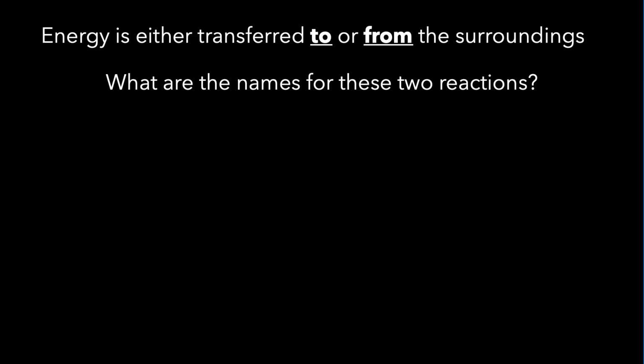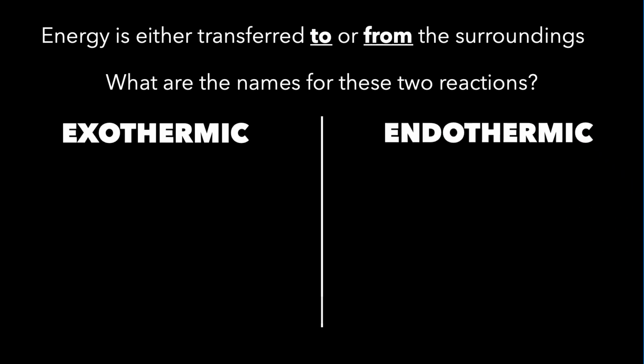So energy is either transferred to or from the surroundings. I've mentioned these things a little bit already, the names of these reactions. There are specific names beginning with E. So just think for a moment what these two are. Good. Hopefully you've come up with exothermic and endothermic. Now then, what we're going to do is have a few bullet points about each one of these and a couple of examples of each one, which you should note down.